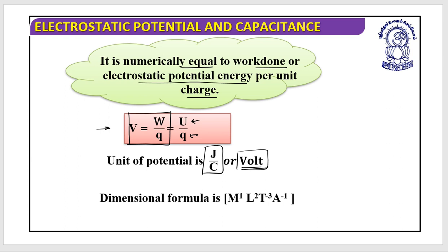A dimensional formula you can derive. This is joule, the unit of energy. If I write the unit of it, it's kg meter square per second square. Coulomb is ampere into second. So if you solve this, you will have M1 L2 T minus 3 A to the power minus 1. So are you done with this? What we know is the definition of potential, and we know basically it is work done divided by unit charge. Always take a unit charge. Or rather we can say it's the ratio of the potential energy to a unit charge.